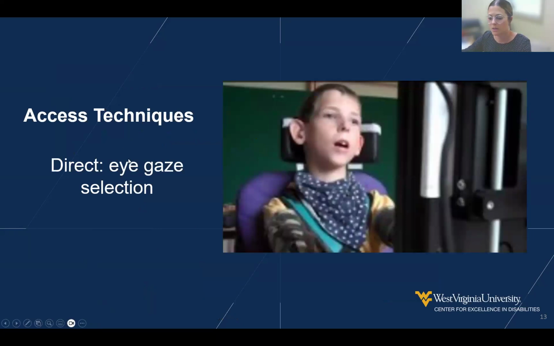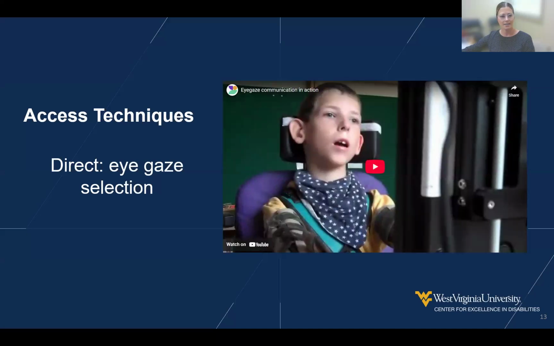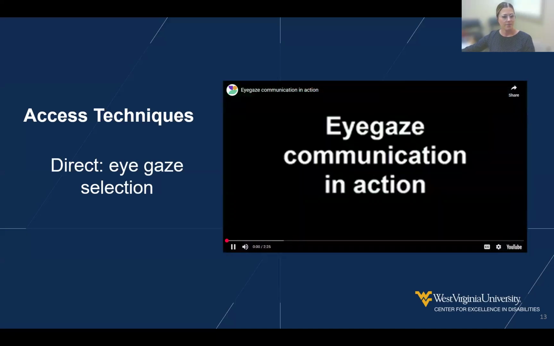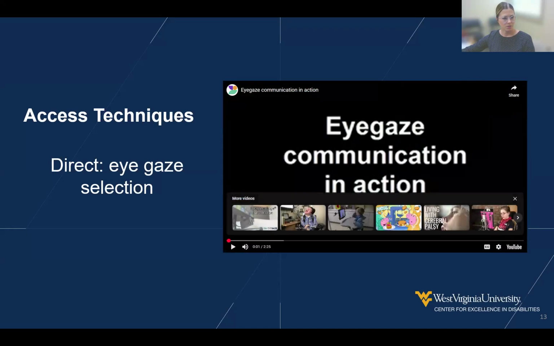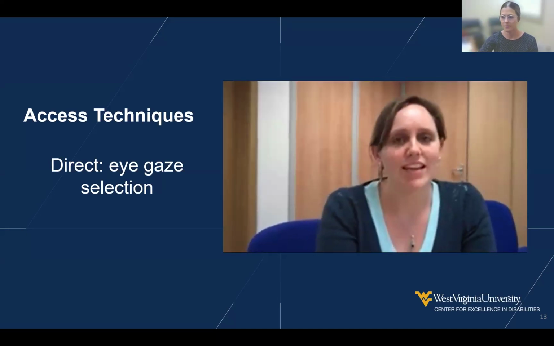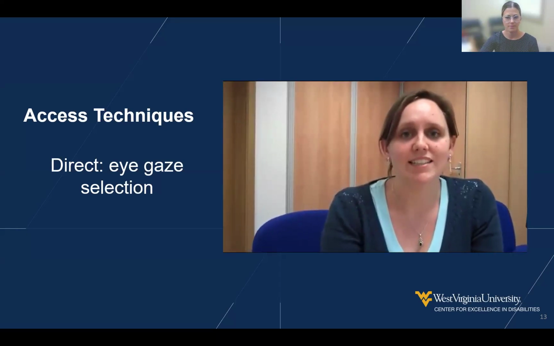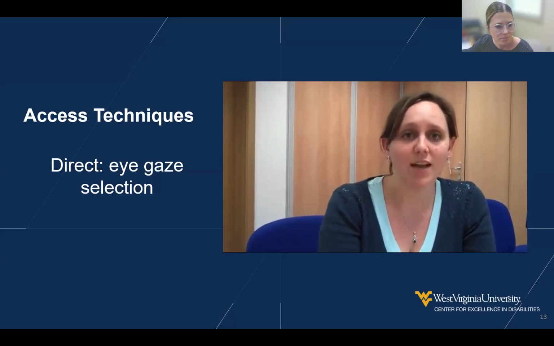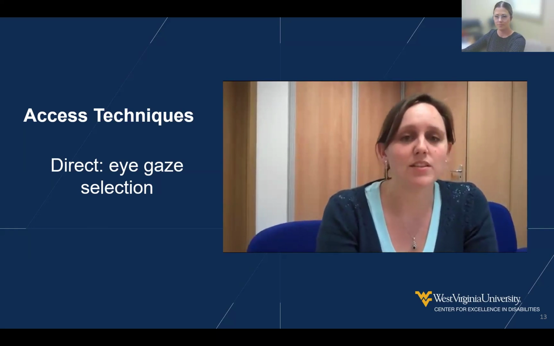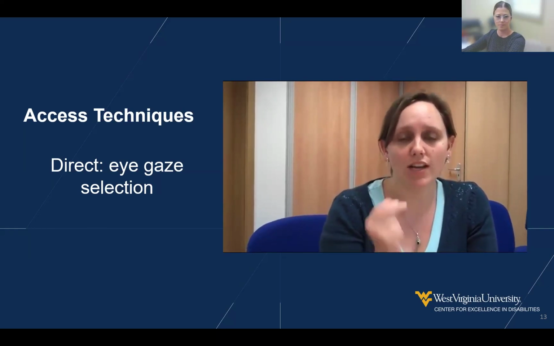All right, let's hope this works, and I'm going to turn it up. All right, so this is an example of direct selection using eye gaze. This is what we call an eye gaze system, which basically consists of a normal computer and a camera. And what happens is the camera can look at his eyes and know where on the computer screen he's looking.